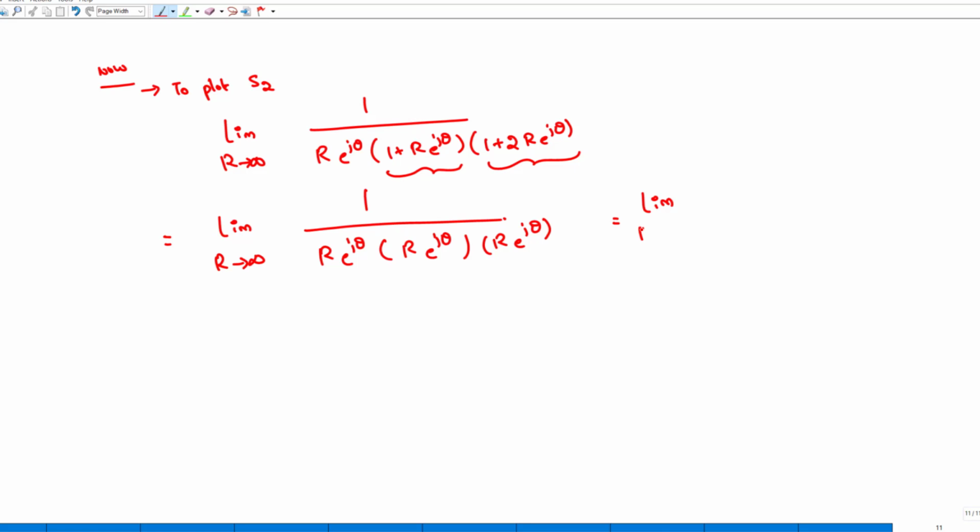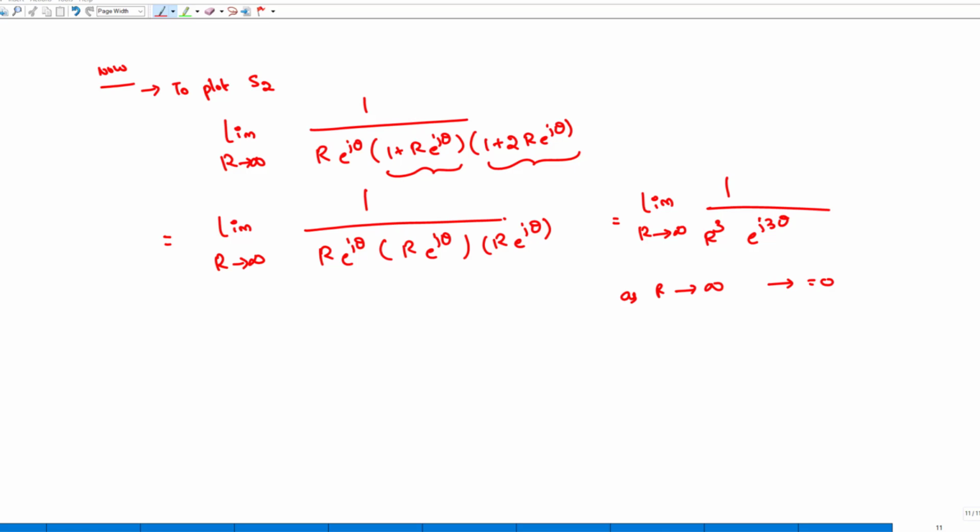So as r tends to infinity, it is r cubed, e to the power of j3θ. That is how you can substitute. Here you observe carefully: when r is tending to infinity, this value is becoming 0. This is the most important information.